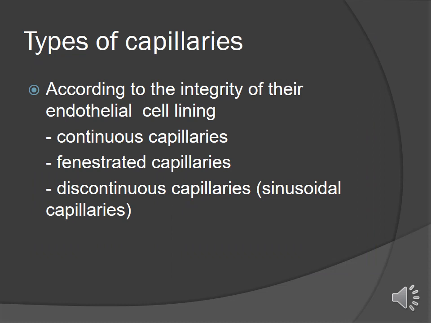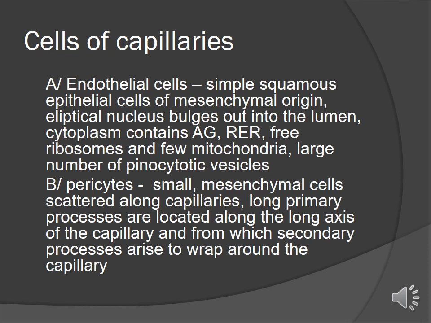The histological structure of capillaries varies in different tissues and different organs, and because of that, on the basis of the morphology of capillaries, they are divided into three types: continuous, fenestrated, and discontinuous capillaries. Capillaries contain two types of cell: endothelial cells and pericytes.